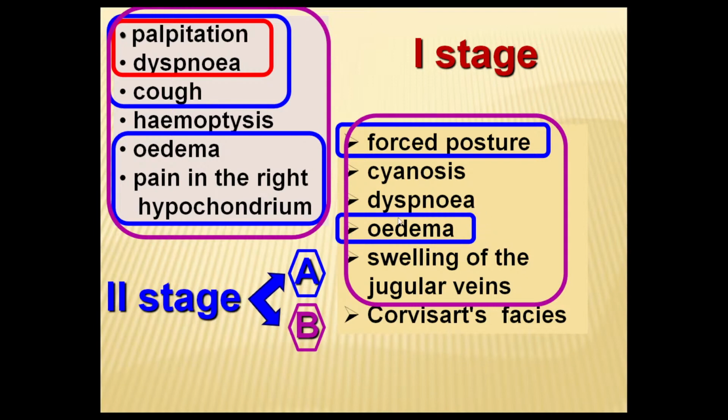Edema becomes more intensive and may be revealed at any time of day. We can see swelling of the jugular veins because blood has difficulty coming back from the lower and upper parts of the body also. Final third stage. Together with the heart, other organs will be involved.